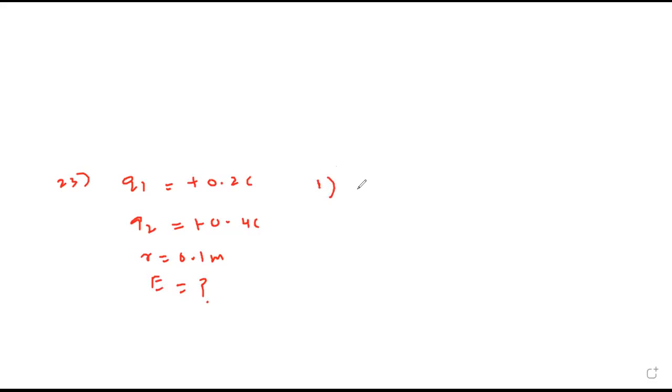Two point charges Q1, Q2, plus 0.2 coulomb and plus 0.4 coulomb, are placed at a distance of 0.1 meter apart. Find the electric field. First case, midpoint between the two charges.